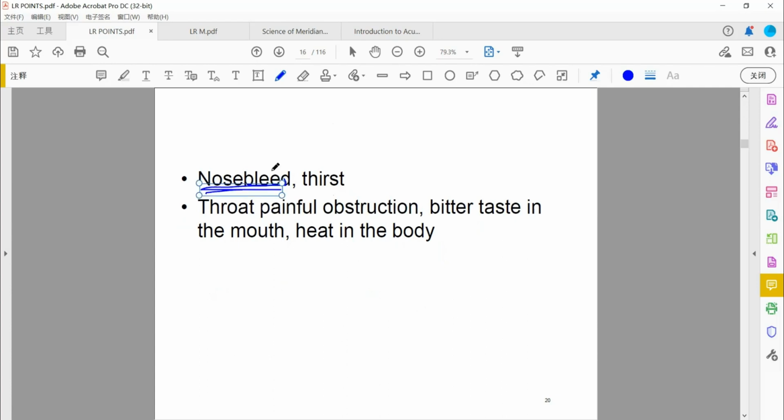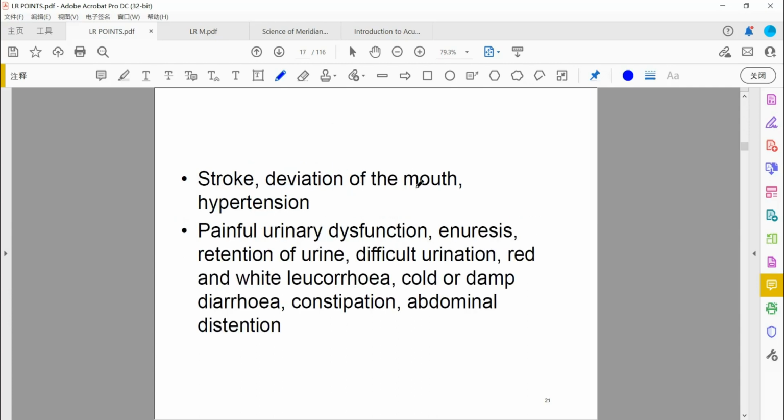Nosebleed, right? Bleeding, thirst, that means heat. And this one, that's heat too, bitter taste, heat in the body. Stroke with deviation of the mouth, hypertension, could be because of liver yang rising. Painful urination, urinary incontinence. So that's the lower jiao, still good for the lower jiao. Lower jiao is about urination, defecation, right, and some women's problems.